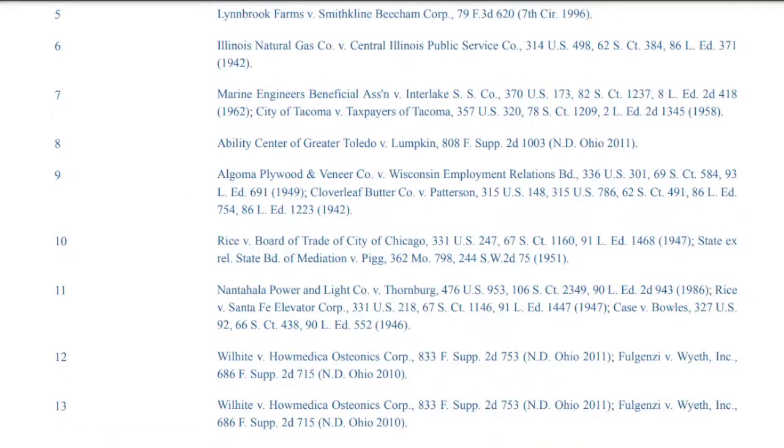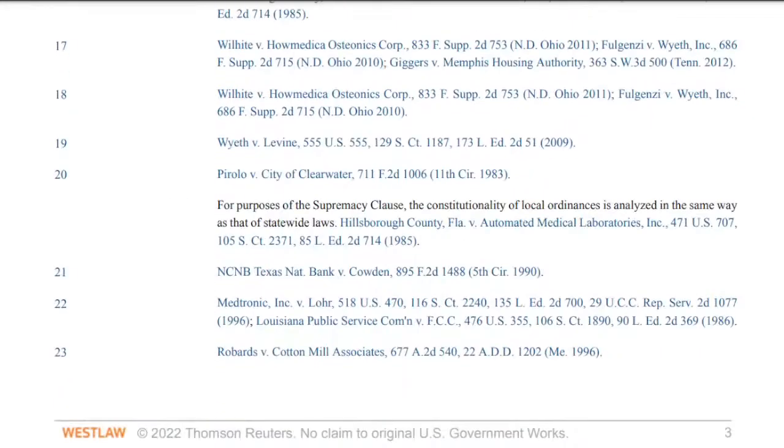So we had some more railroad material in here. We saw 20 and 21 we want to look at. Clearwater. Oh, nice. That's in Florida, 11th Circuit. And for purposes of the Supremacy Clause, the constitutionality of local ordinances is analyzed in the same way as that of statewide laws. And that's Hillsborough County, Florida versus Automated Medical Laboratories Incorporated. Interesting, 1985.